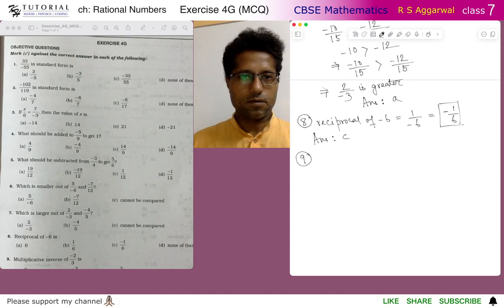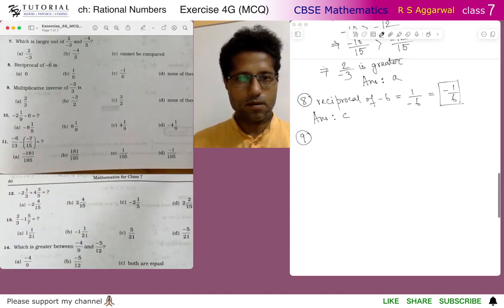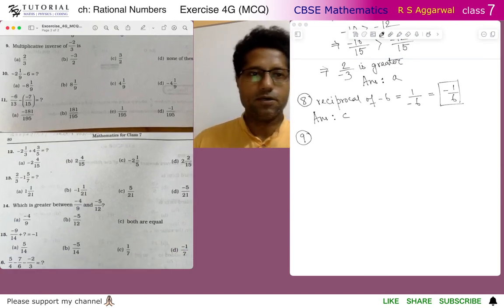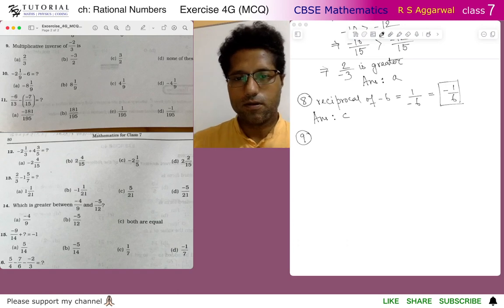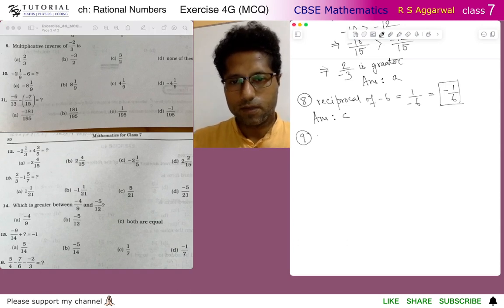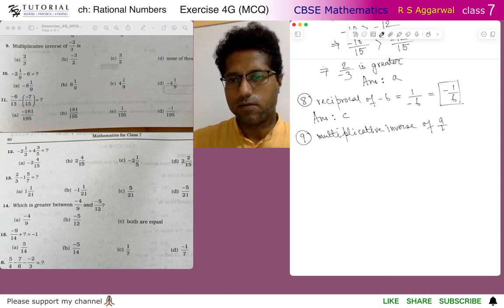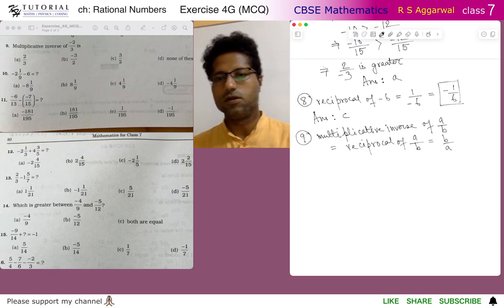Let's do question number 9. Multiplicative inverse of minus 2 by 3. So reciprocal and multiplicative inverse are the same thing. The multiplicative inverse of a rational number a by b equals the reciprocal of a by b, that is equal to b by a. We just reverse the numerator and the denominator.